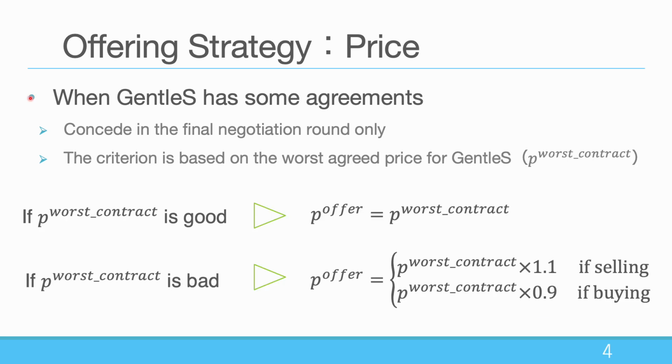When GentleS has some agreements, the offer price is different from the previous one. However, conceding in the final negotiation round only is the same. The criterion is based on the worst agreed price for GentleS, defined as P-worst contract. If P-worst contract is good for GentleS, the offer price is P-worst contract itself. On the other hand, if the price is bad for GentleS, the offer price is better than P-worst contract.